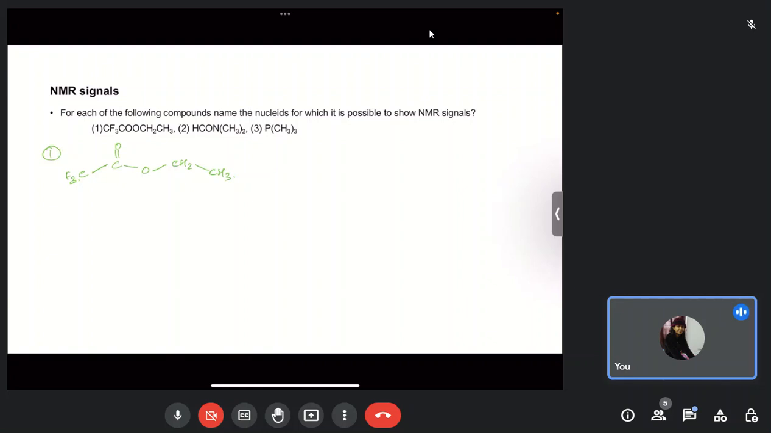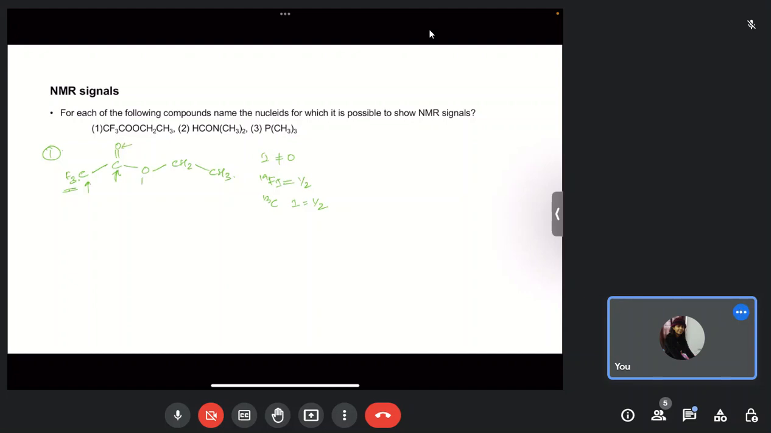For a nuclide to show an NMR signal, I has to be not equal to 0. We know that for fluorine, F19 has an I value of 1/2, and for carbon, 13C, the I value is 1/2. So fluorine will show here, carbon will show here, and this carbon will also show here.